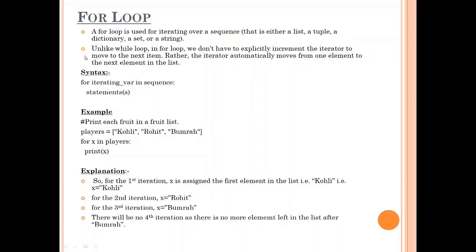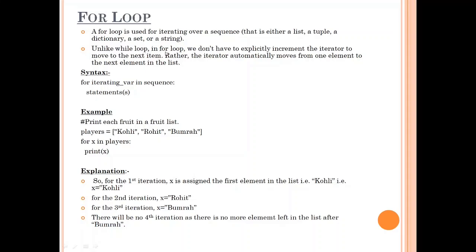Hello friends, in our previous video, we learned about while loops in Python. So in this video, we are going to learn about the other type of loop available in Python, that is the for loop. A for loop is used for iterating over a sequence, that is either a list, a tuple, a dictionary, a set, or a string.